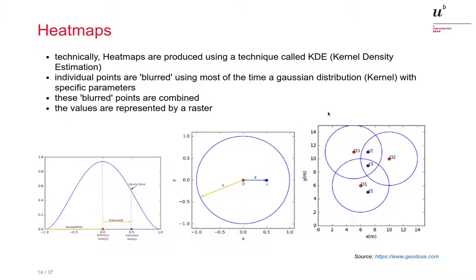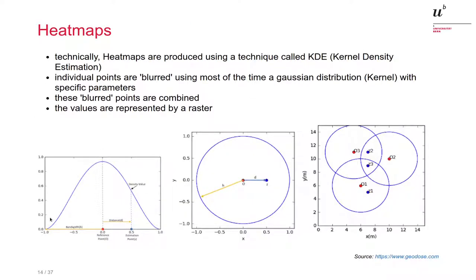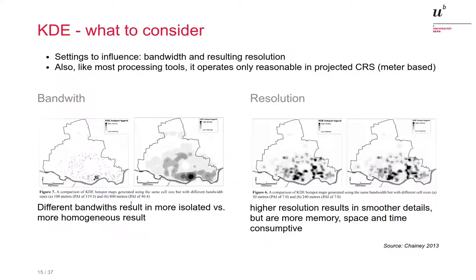How can we do that in QGIS? First, some things that we have to consider: selection of bandwidth and selection of the final resolution. So you usually have to select how big the search area around a point should be, how big this kind of hill is around the reference point, so this bandwidth here. And for the final raster, you also have to select what the resolution of the final raster is. And you can see here some examples of how this might affect the resulting heat map.